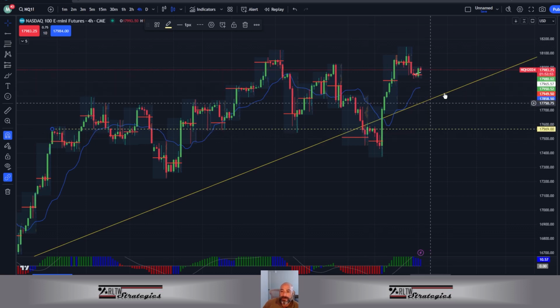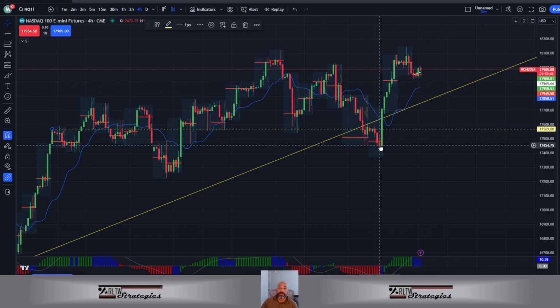So the next time, if it breaks this trend line, it hits this limit. And if it breaks here, we may be going down. But that's a long point. That's almost a 450 point drop. So that's a while.